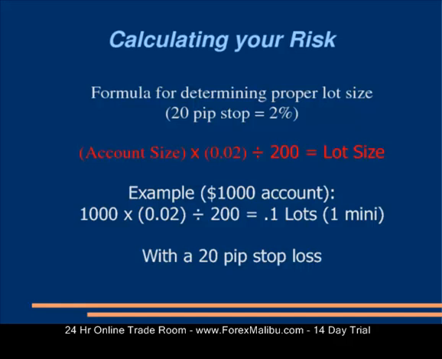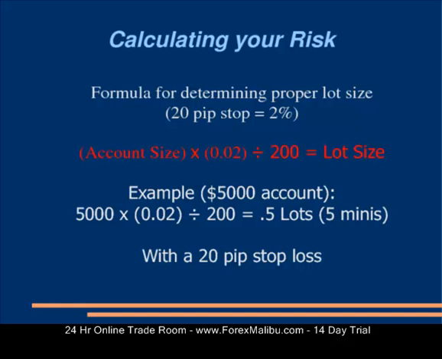All right, here's a $5,000 account. 5,000 times 2% divided by 200 equals 0.5, so 5 minis. If you've got a $5,000 account, you should be trading 5 minis. You should not be up to a standard lot yet.